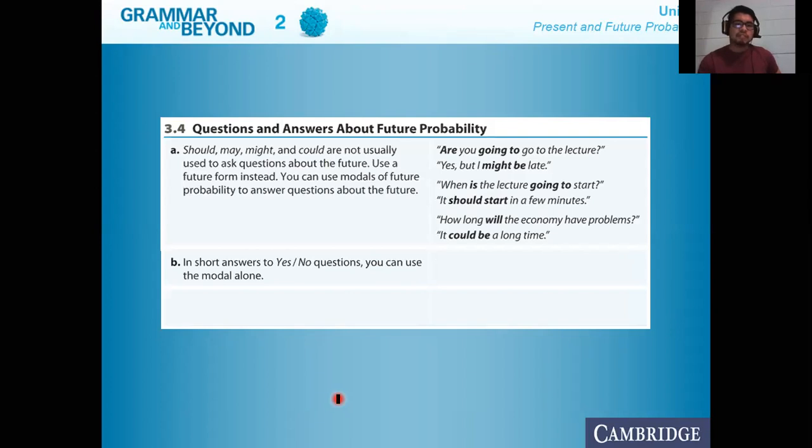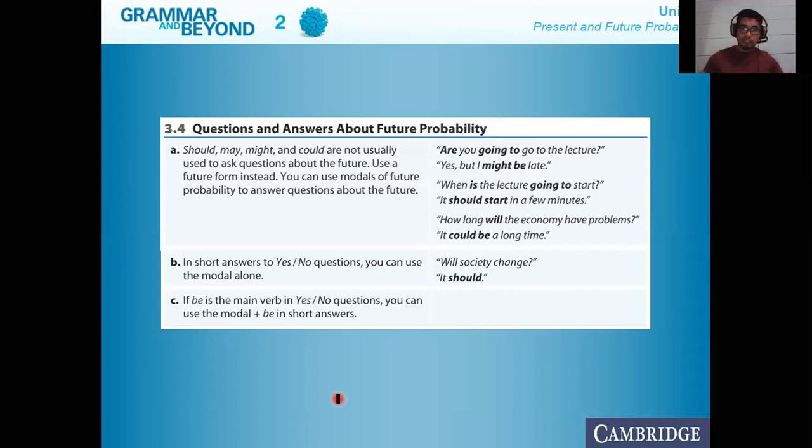In short, for answers to yes/no questions, you can use just the modal alone. Will society change? It should. In the other cases, if you have yes/no questions, not double-edged questions, but yes/no questions, in this case, you can answer with the subject and the modal. If be is the main verb in yes or no questions, you can use the modal plus be in short answers. The same as in the last case.